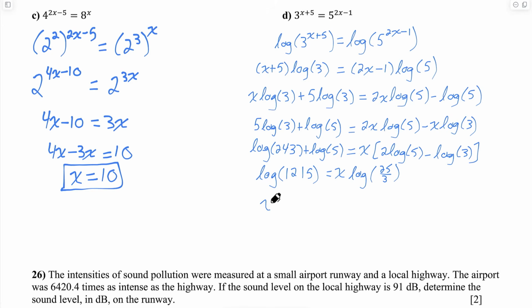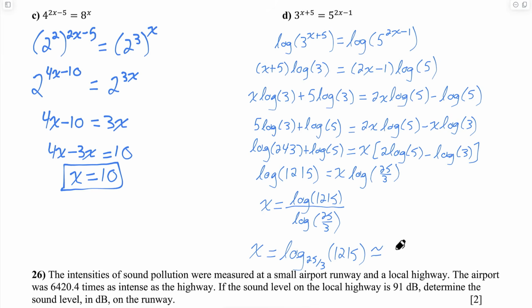And now to isolate the x, I just have to divide the log of 25 over 3 to the other side. So it gives me log of 1215 divided by log of 25 over 3. And I could use the change of base formula to write those as a single logarithm. I would write it as log base 25 over 3 of 1215 is my answer for x. That's an exact answer. If we want an approximate answer, we could evaluate that on a calculator. That's about 3.350. So there's my final answer.